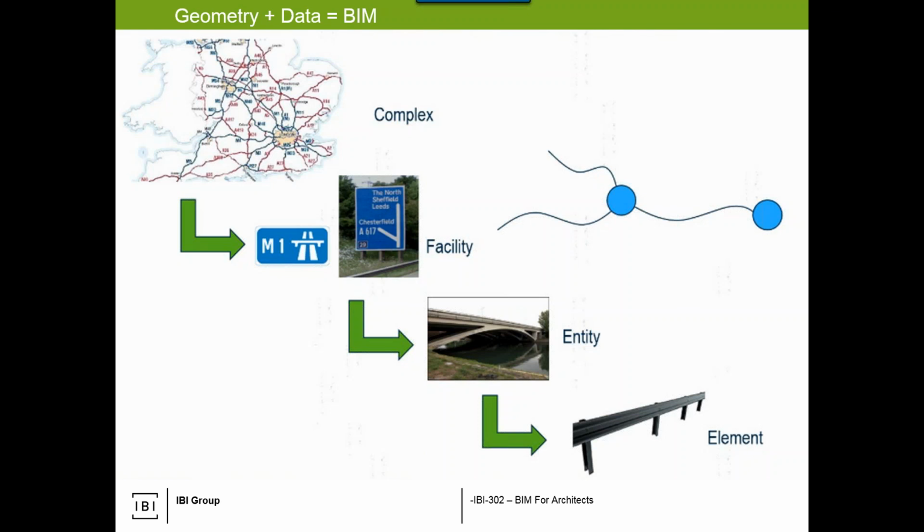BIM can also geospatially connect components to the infrastructure within which they lie. So here the guardrail sits within the bridge, which sits within the road, which sits within the overall connectivity of a network of roads. So that's what this is showing, the macro to the micro and vice versa.